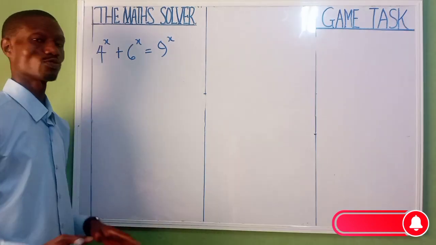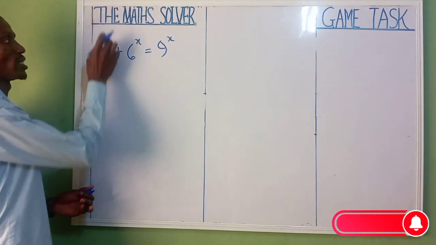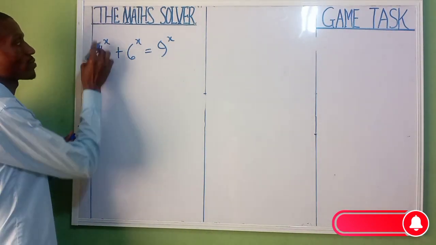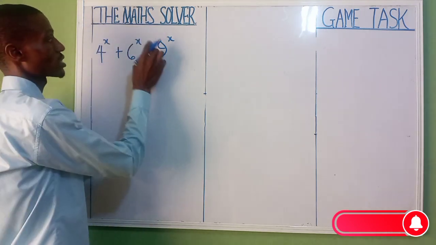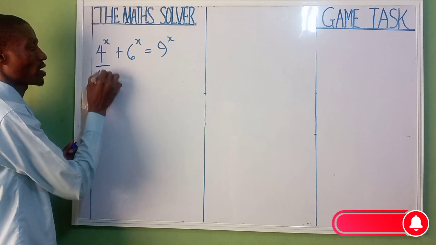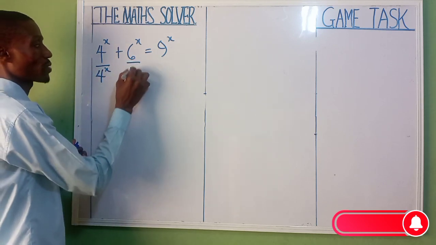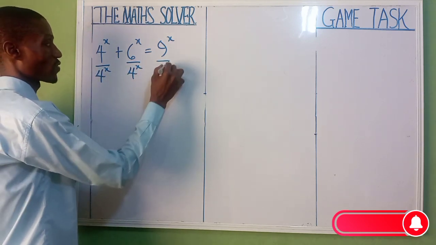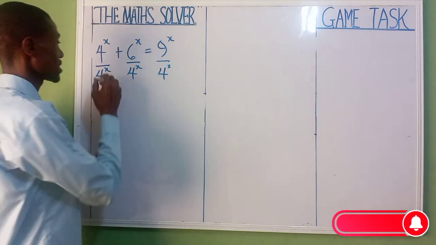The first thing I'm going to do is divide through by the lowest base here. So we have 4 raised power of x, 6 raised power of x, equal to 9 raised power of x. The lowest one is going to be 4 raised power of x. Divide through by 4 raised power of x. That's our first step. Now let's divide it.